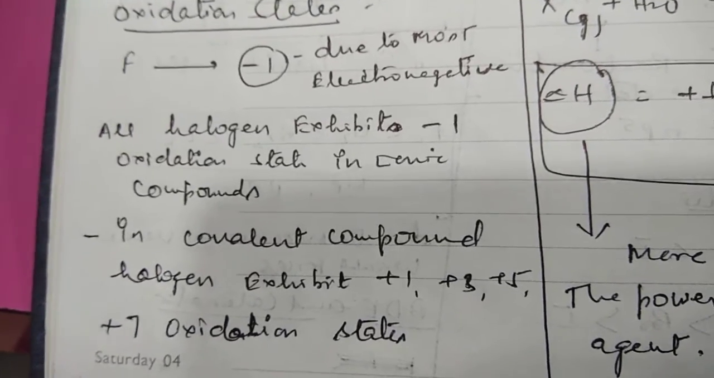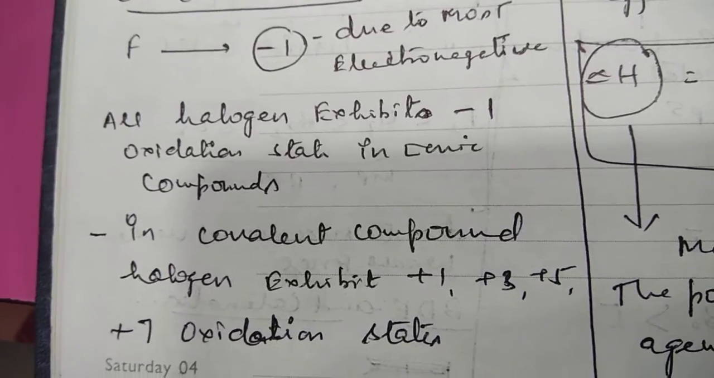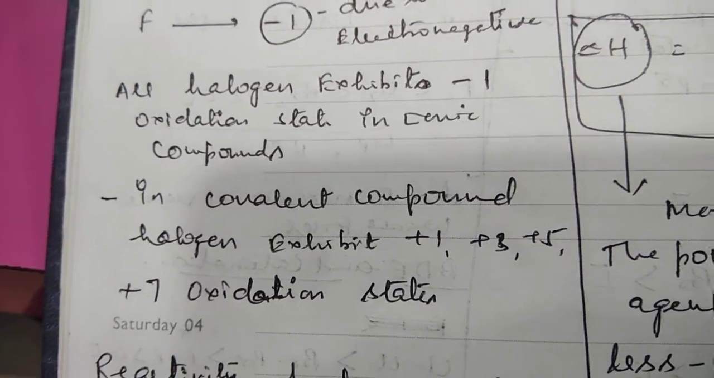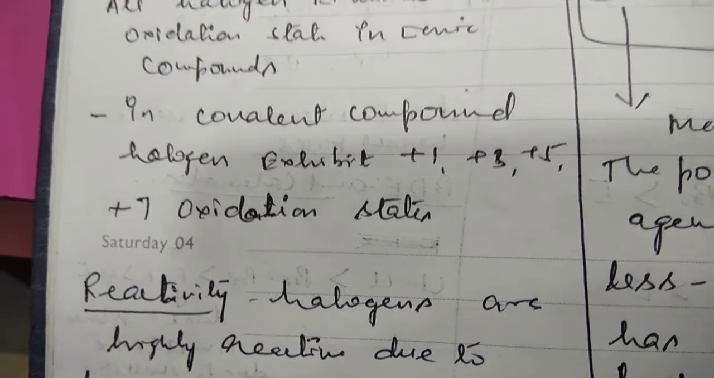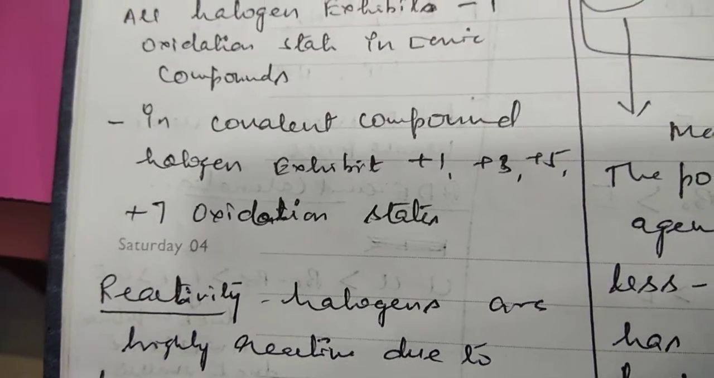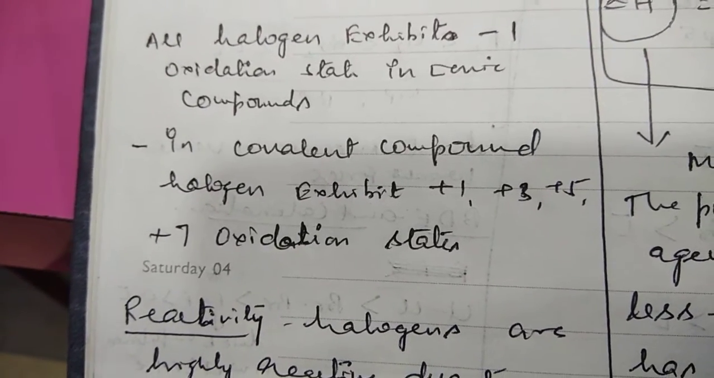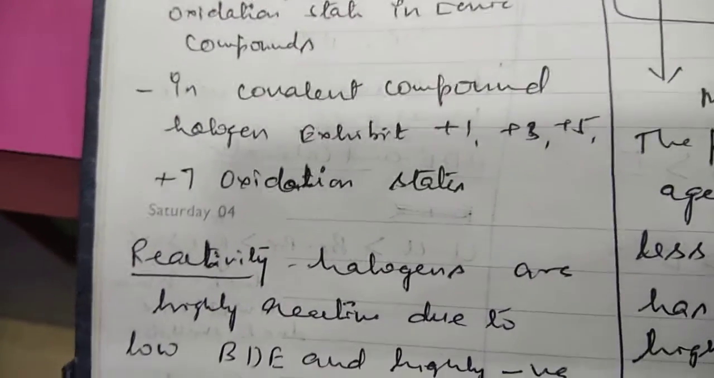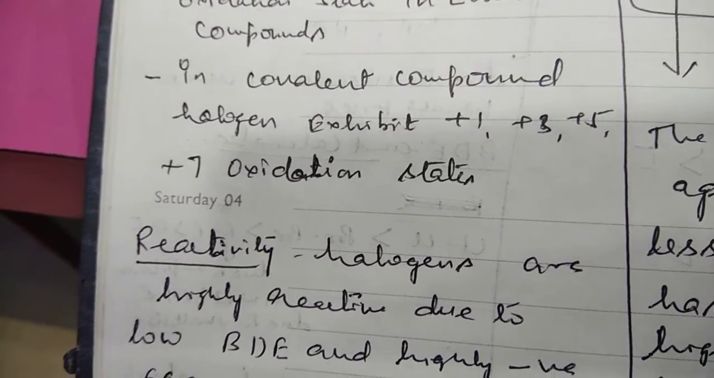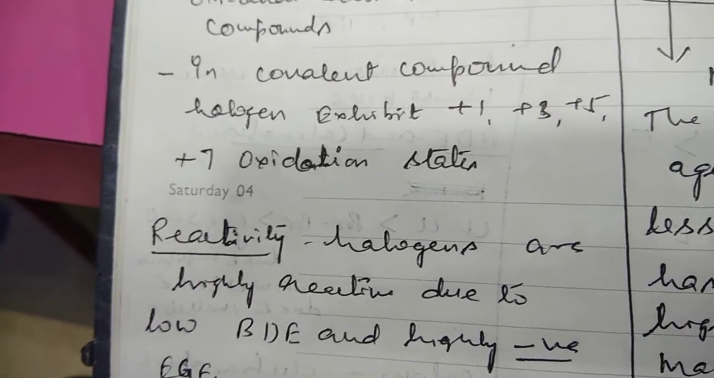Second point, all halogens exhibit -1 oxidation state in their ionic compounds since they are electronegative. But in covalent compounds, halogens exhibit +1, +3, +5, +7 oxidation states. You can easily understand by making the box of outermost electronic configuration, box means orbital, ns2 np5. So you will see in ground state only one unpaired electron, so +1.